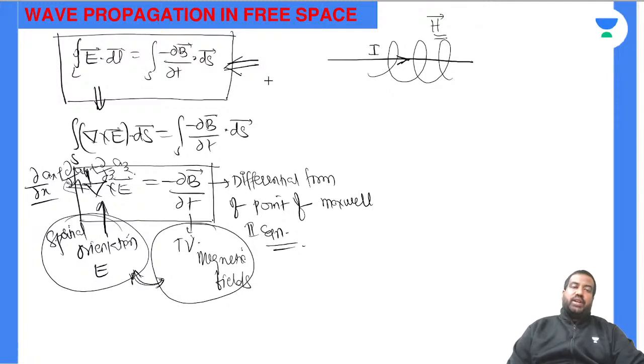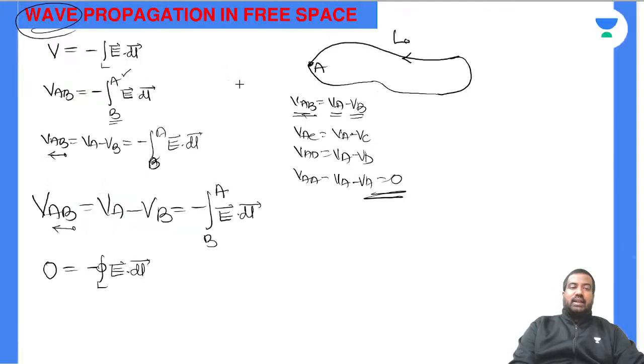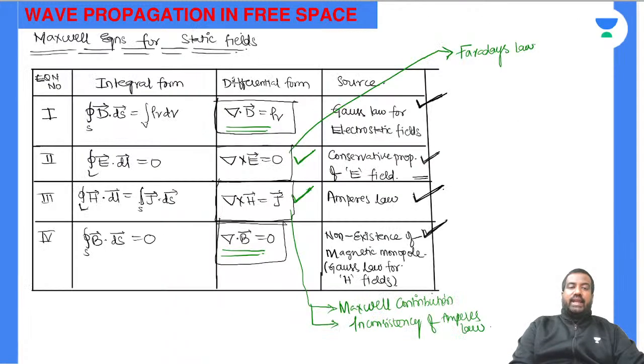Then we will move into module 2. To understand time varying fields, you should know static fields. So, in detail, I explained static fields so that those who had missed the previous classes also can understand wave propagation very clearly without any doubt.